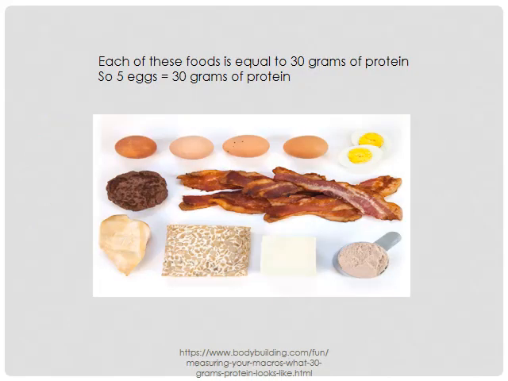Here is a picture to show you about how much that is. So each of these similar foods contains 30 grams of protein. So for example, 5 eggs is 30 grams of protein. So the patient trying to get 65 to 75 grams of protein is really having to eat a lot of protein.